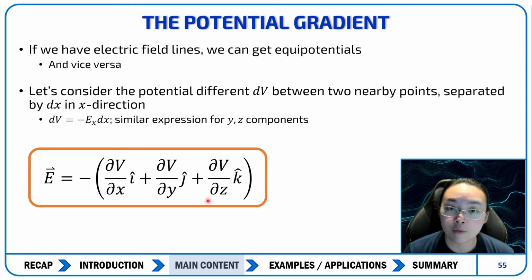So now, summing up everything, we have three ways of calculating the electric field: from first principles, from Gauss's law, and from the potential gradient. So now we have three different options of calculating the electric field, and we have to choose which one is easier for us in different scenarios.